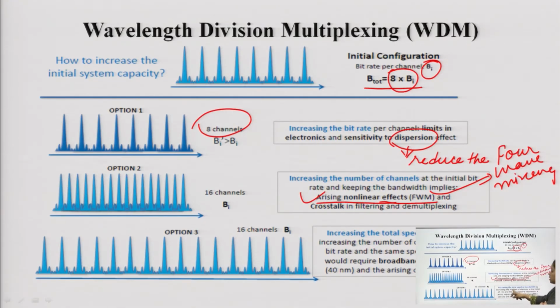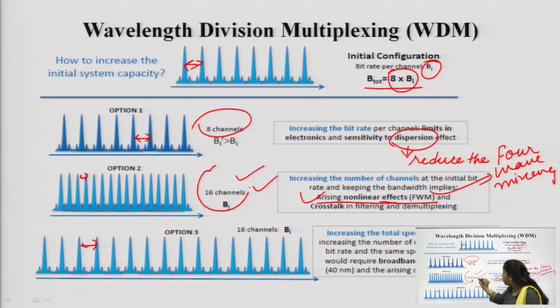In that case, increasing the total bandwidth by increasing the number of channels at the initial bit rate and the same spectral separation. The separation which is at the initial condition will remain the same. Here you are able to see that this separation is reduced. That's why the crosstalk or the non-linear effects are predominating in the second option. So just to reduce that, here the bit rate is maintained the same, but the separation is also maintained the same, so as to reduce the non-linear effect of the crosstalk which is arising in the case of option 2.